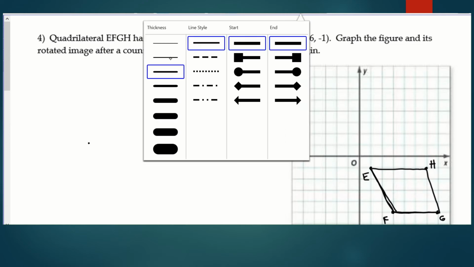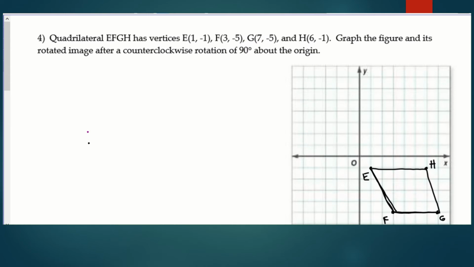Okay. So now we're going to rotate our pre-image counterclockwise, 90 degrees about the origin. Okay, so starting with my paper, I'm going to move my paper to the left 90 degrees. So now it's horizontal. I'm going to go ahead and see where all these points are located, and those are going to end up being my vertices for E prime, F prime, G prime, and H prime.